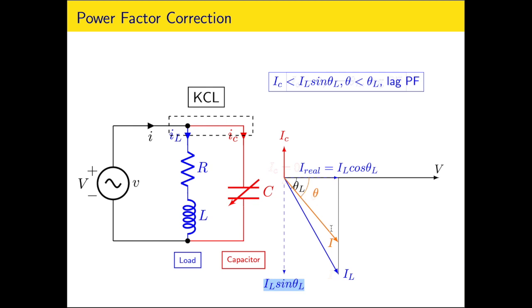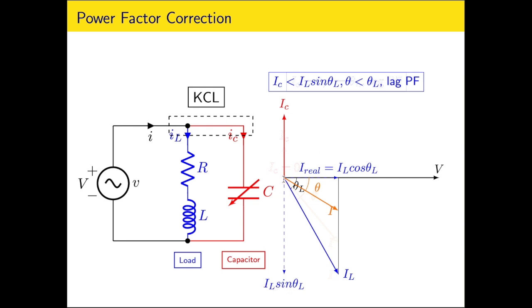If you are resolving, then this particular will be the new reactive current the load will be drawing, where the real component of the current, whether it is calculated with IL cosine of theta L or with I cosine of theta, will remain the same. Here the power factor is still lagging because the IC is lower than the IL sine of theta L. The point to be noted is that theta is less than theta L. However, the operation will be of lagging power factor nature.